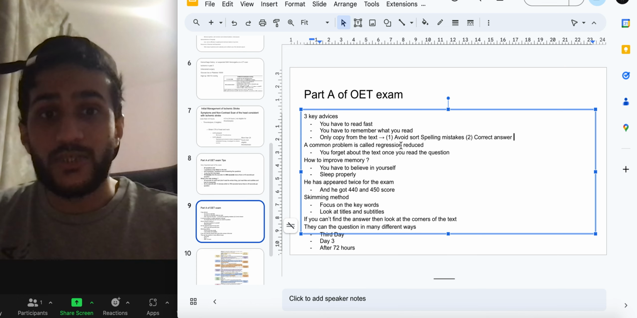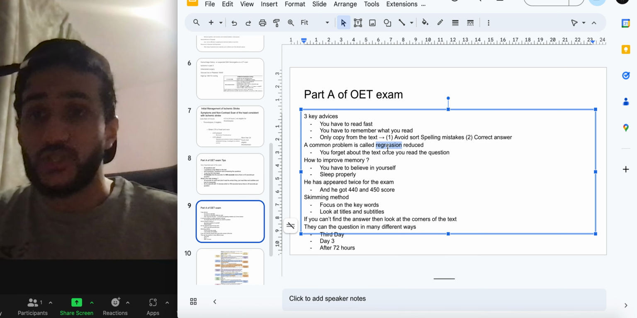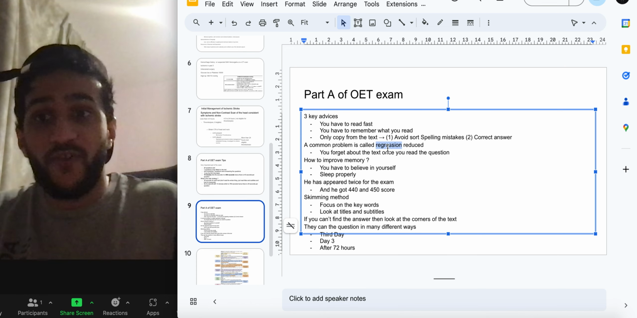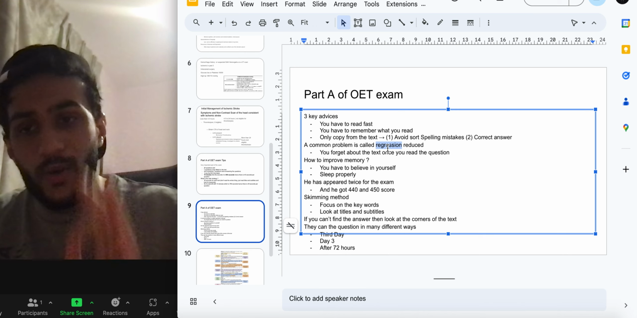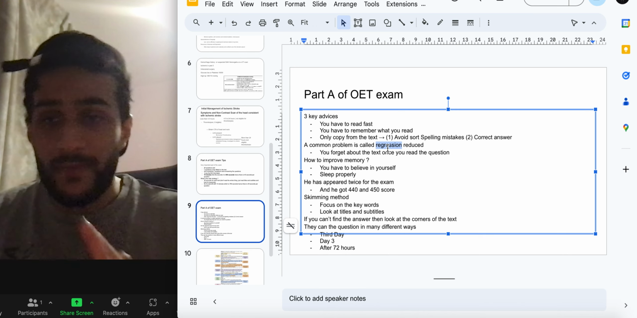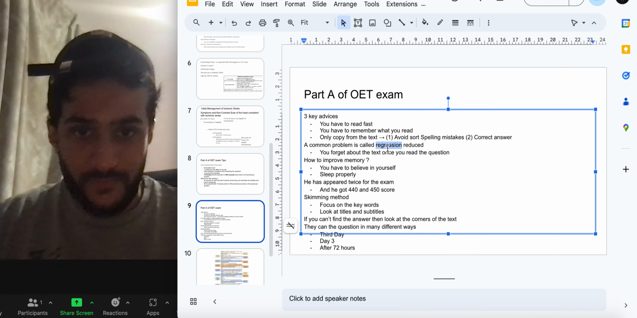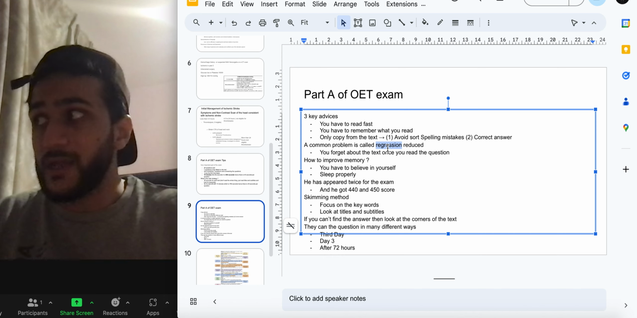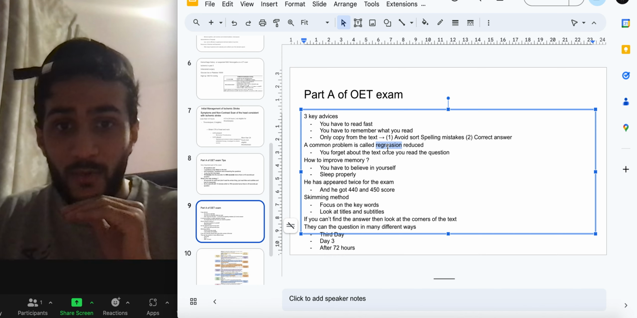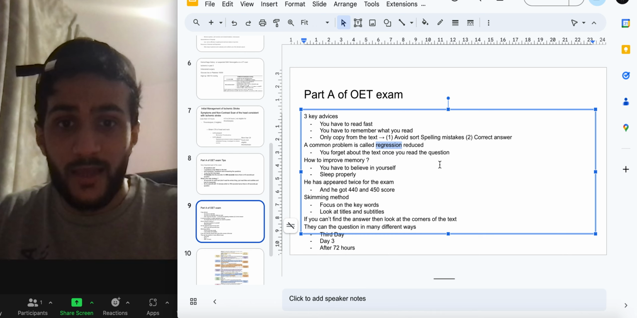One common problem is called reduced regression. It's when you read the question, go to the text, and forget what the question was. That wastes a lot of time, and as we know, in the OET you're very limited on time. Next, you want to improve your memory. How? Sleep. Sleep is very important. Before your exam, make sure to sleep and to stay healthy.